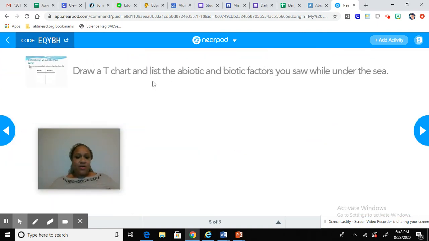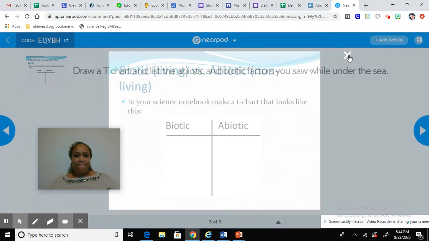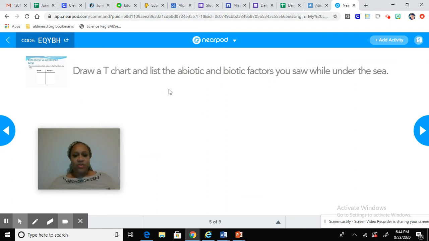All right, notice right here it says draw a T-chart and list the abiotic and biotic factors you saw while under the sea. Okay, this is the way it should look. All right, and be sure if you want, you don't have to write the words out. You can put B for biotic and A for abiotic. I'm okay with that. And you are doing it right here on the screen, not in your notebook. All right, moving on.